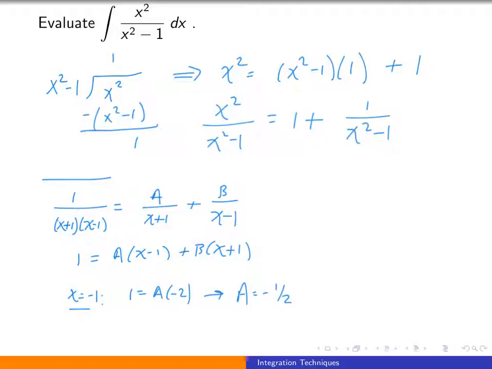To solve for the b term, what we're going to do is plug in x equals 1 and make the a term vanish. So if x is equal to 1, we have 1 on the left is equal to b times 2, which tells us b is equal to positive 1/2. So let's put this all together.